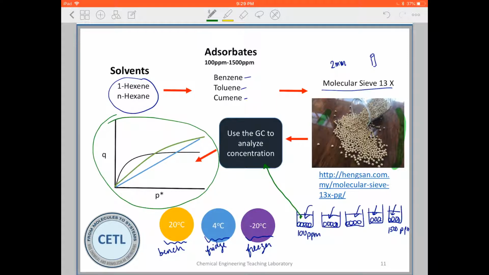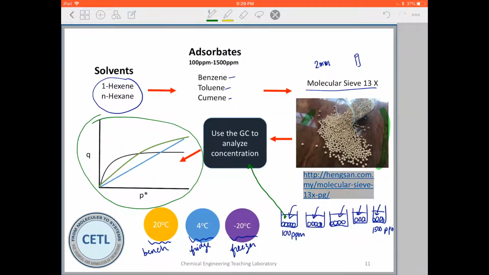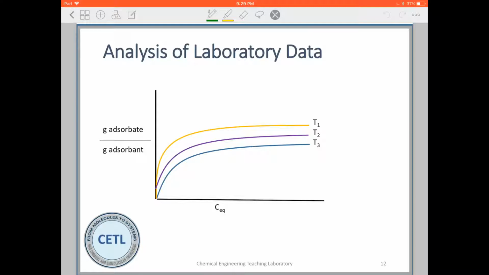Okay, so what you're going to plot is essentially on the next slide here. I don't know what type of isotherm, here I'm just assuming you're going to get a Langmuir isotherm. So what you're going to essentially plot is your grams of adsorbate per gram of adsorbent, and you have your equilibrium concentration. Your system should essentially be at equilibrium when you come back after a week, and then you're going to have your 3 different temperatures. Now, once you've identified the type of isotherm, you can go ahead and find the constants for that isotherm.